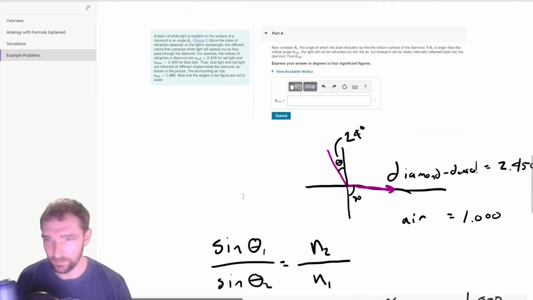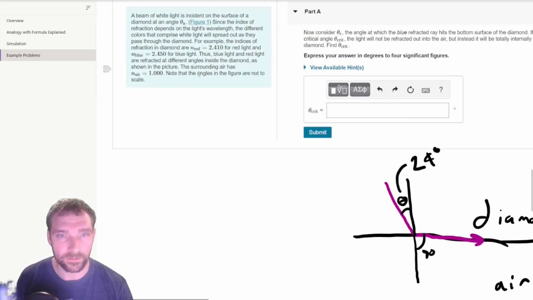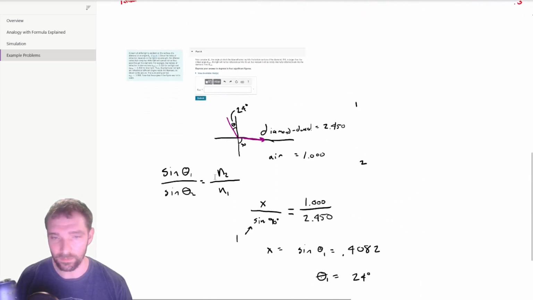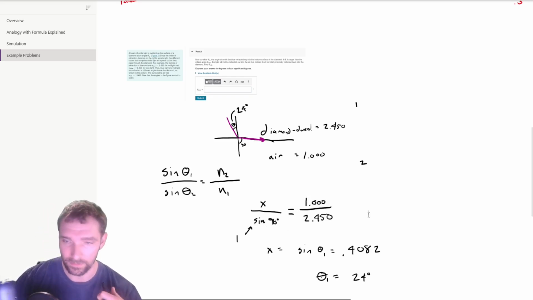There's another problem here that I have. It's the same sort of setup where they've got the N values for the red and the blue light, and they've given you the relationship of N2 over N1. And so you can assume, okay, I now know that sine 90 is one of these, and the other one has to be some value.